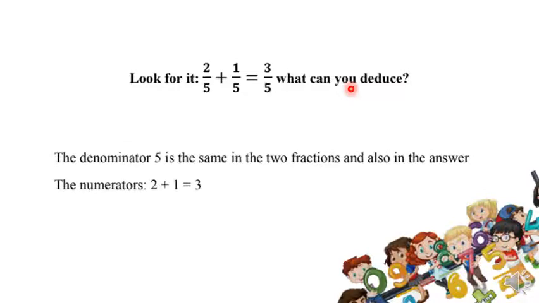We deduce that the denominator is 5. It is the same in the two fractions. They have the same denominator, and also in the answer we have the same denominator. And what did we do with the numerators? We add the numerators. 2 plus 1 is equal to 3, and we keep the same denominator.